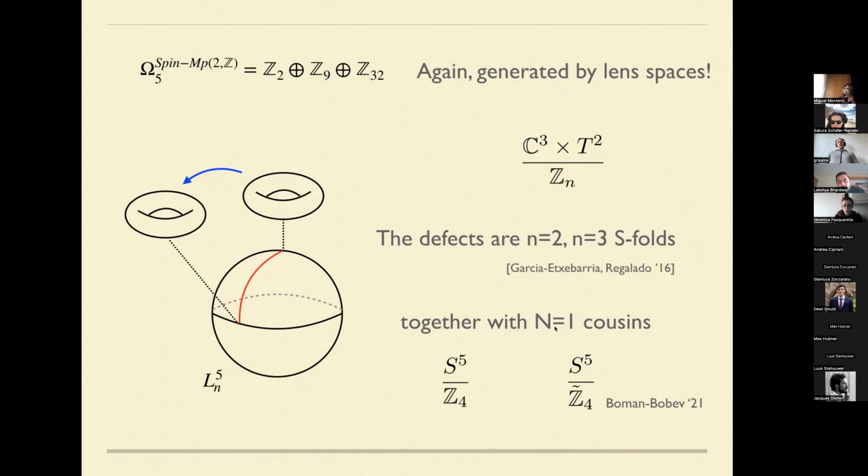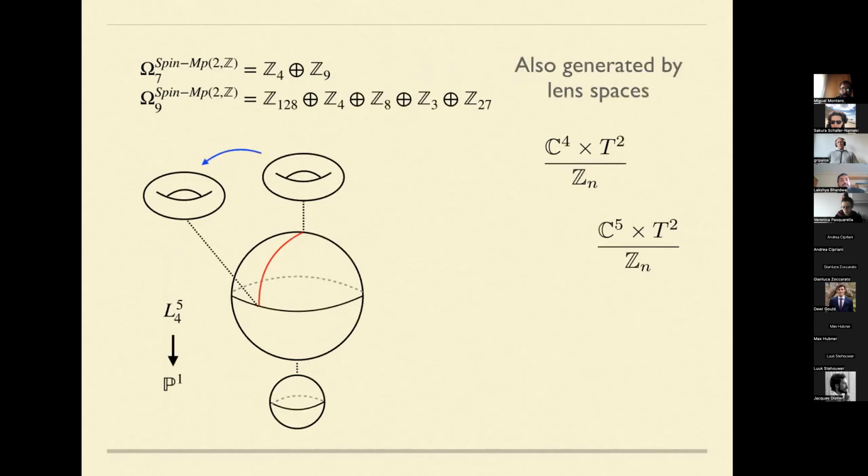This is something we're thinking about right now, trying to understand, for instance, the central charges of this guy, whether a is equal to c exactly, or, there's a bunch of interest. There's another CFT that you can get like this, which just has N=1. Very good. So what else is there? Well, omega 7 and omega 9 are also generated by lens spaces. Okay, so it's a similar pattern.